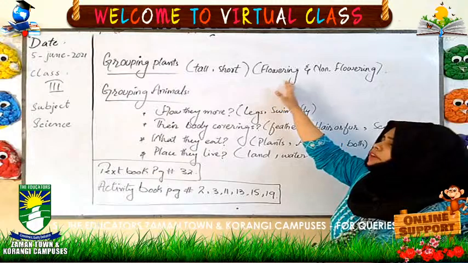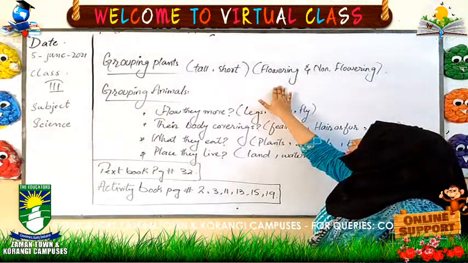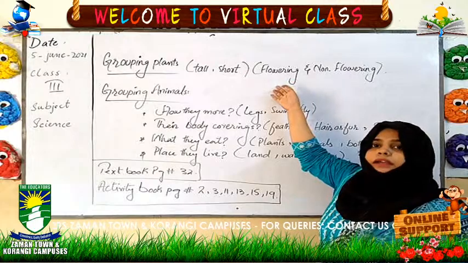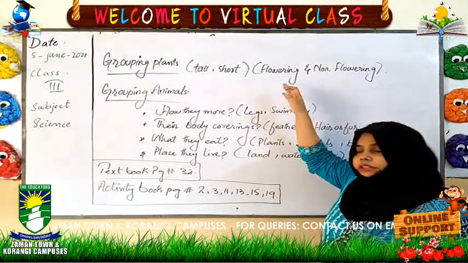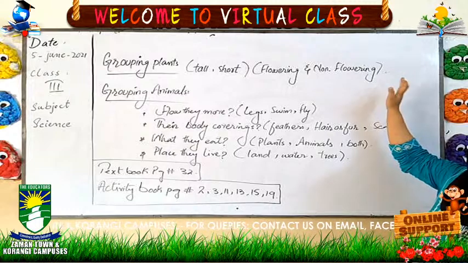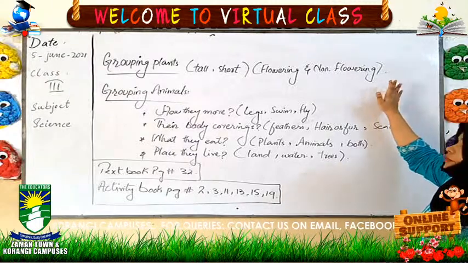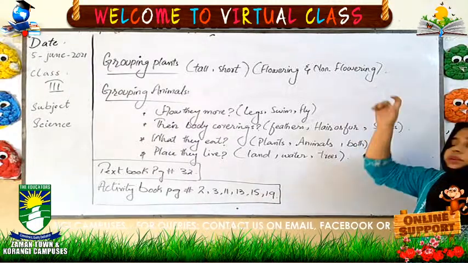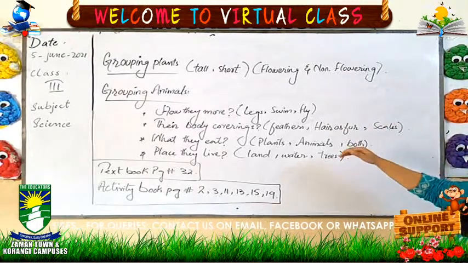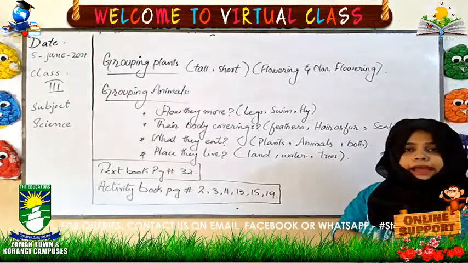What do we mean by flowering and non-flowering? The plants which produce flowers, we can call them flowering plants. And what about non-flowering? The plants which cannot produce flowers, we gave them a name, that is non-flowering plants. Okay. So in the same way, we have grouped animals too.